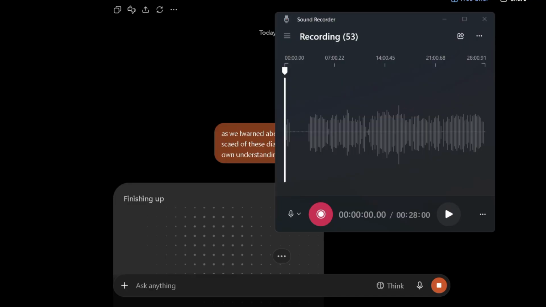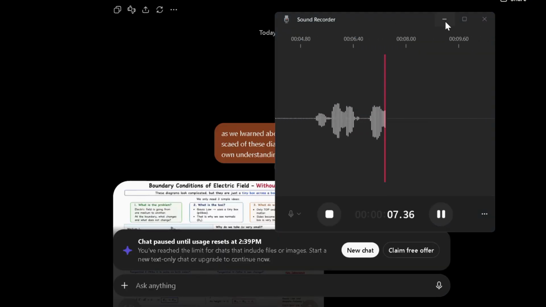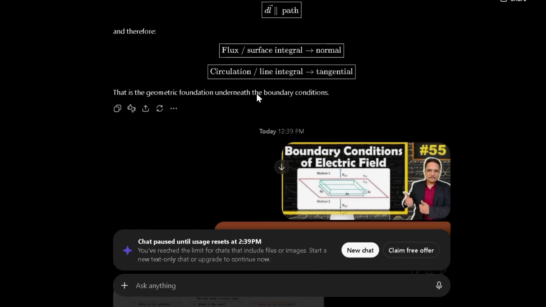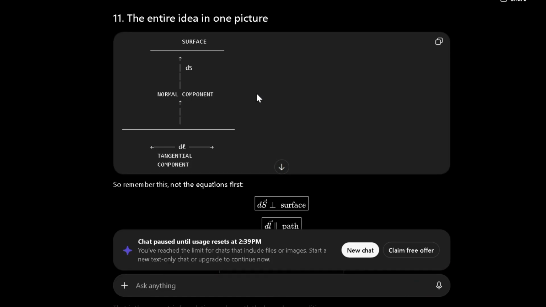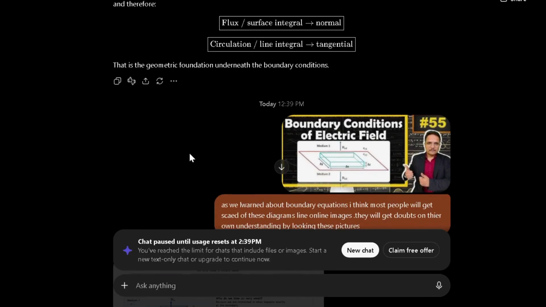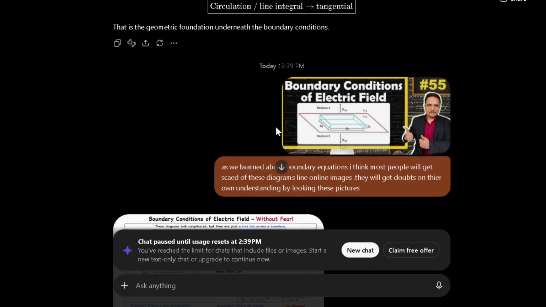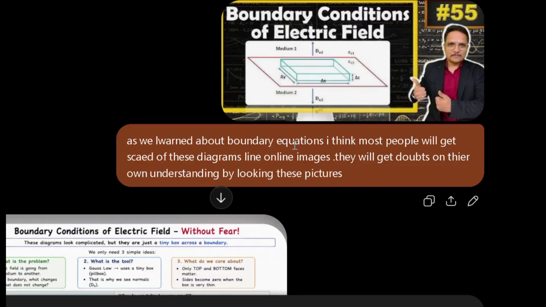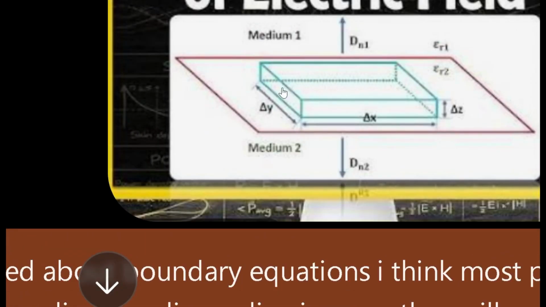So we are now looking at some of what we completed earlier about the surface normal component, but look at these online images. You will be scared. What is it telling? It is the same thing. This is the barrier. This is medium two. This is medium one. This is D N1. This is D N2.